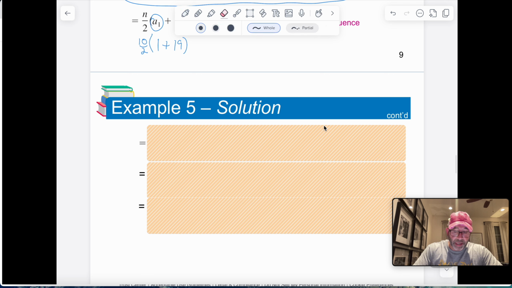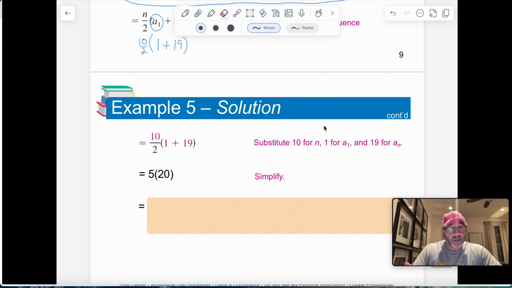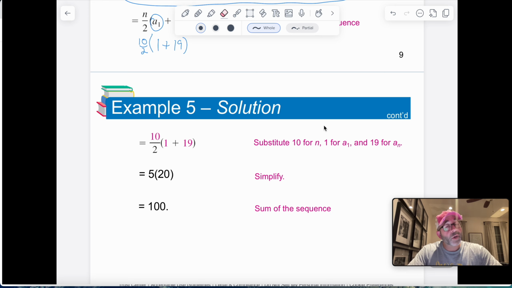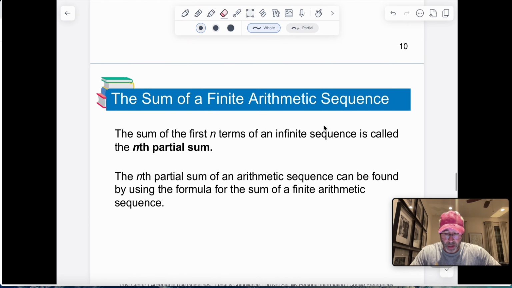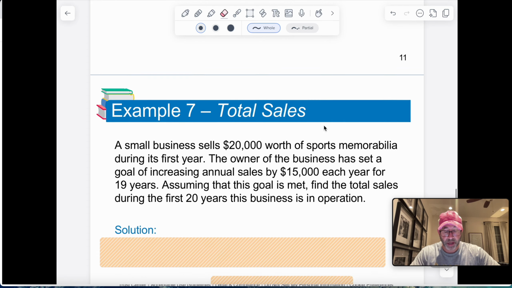So let's watch this in action so we can simplify it. We get 10 over 2 times 1 plus 19. We go 5 times 20, and we end up with 100 for the total sum taking place in this problem. Okay? So when we say the sum of a finite arithmetic sequence, we're saying take the partial sum, a portion of the overall value that's taking place in the problem.